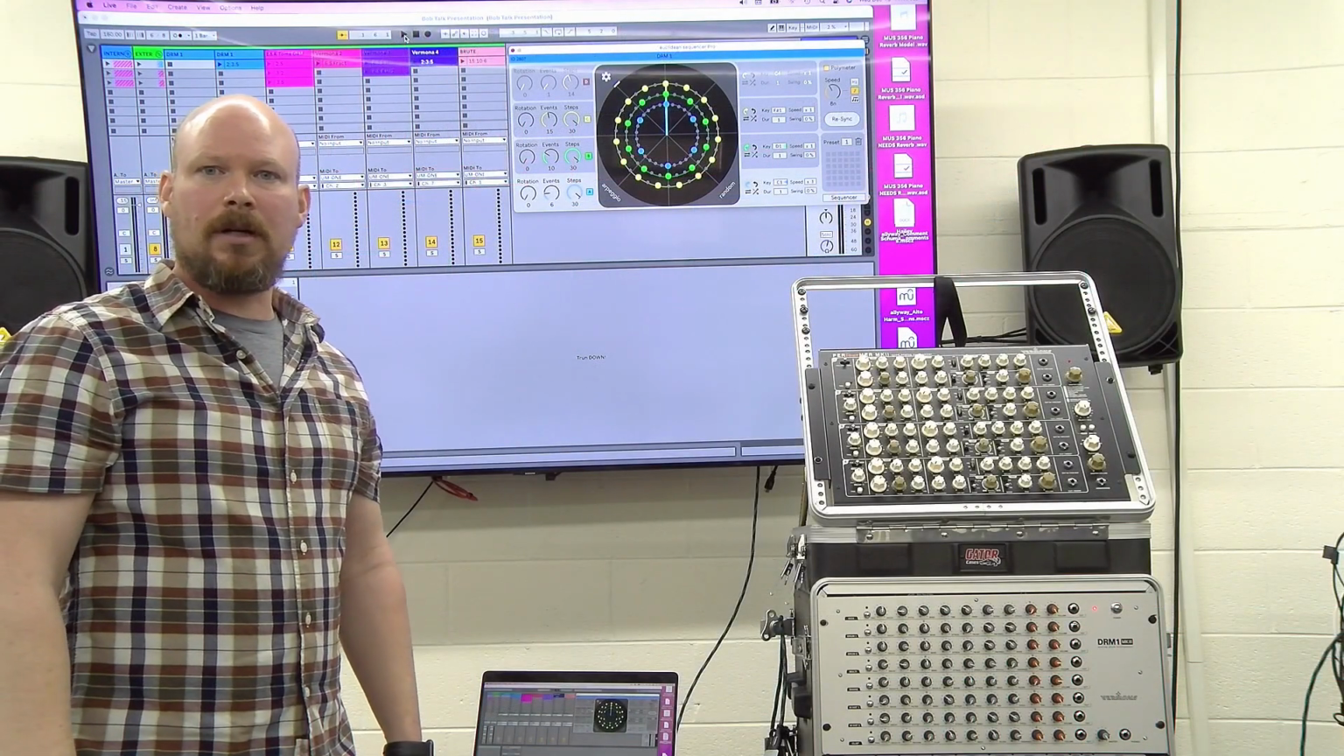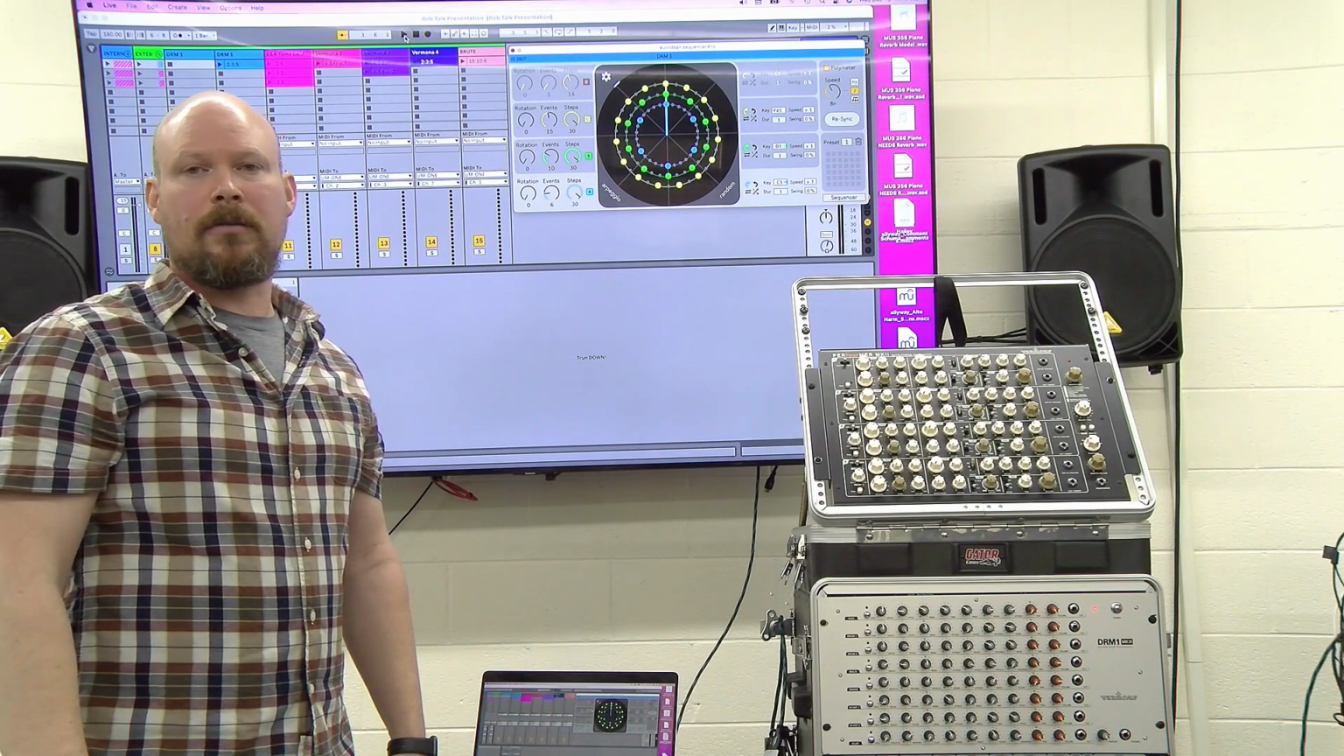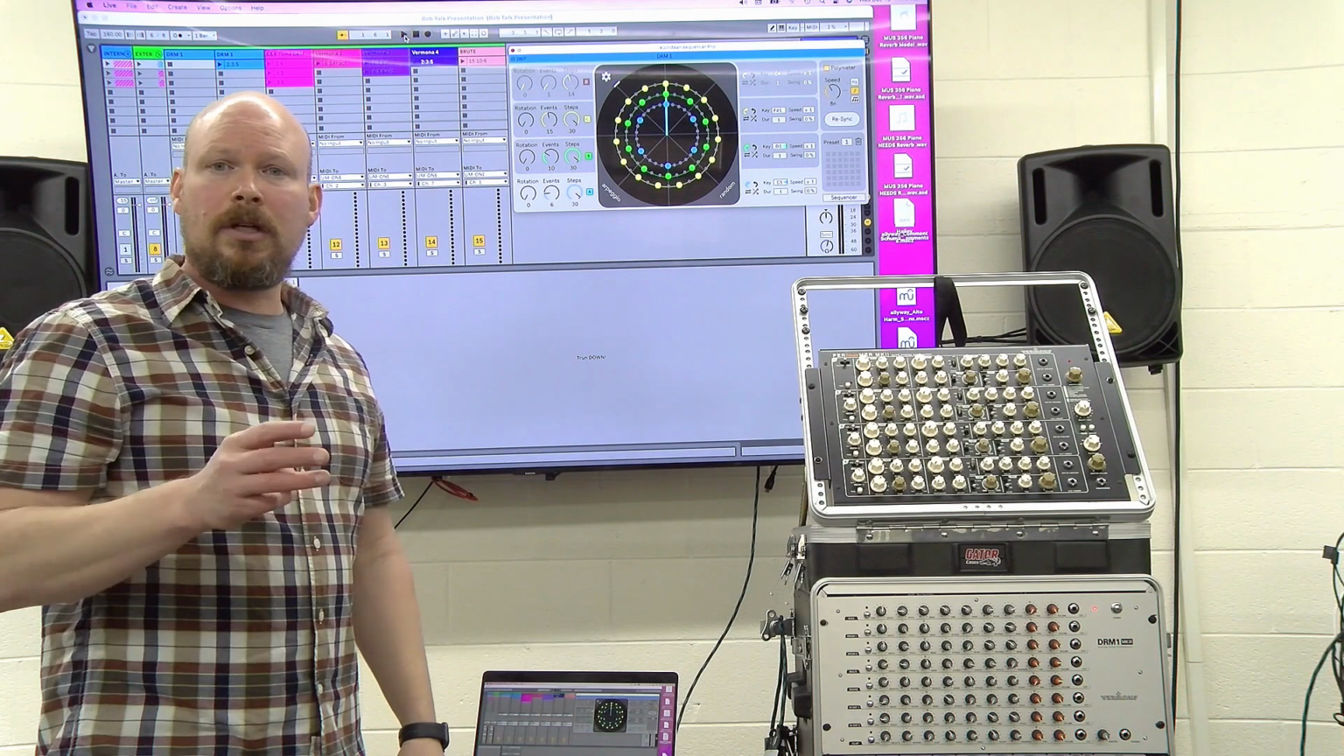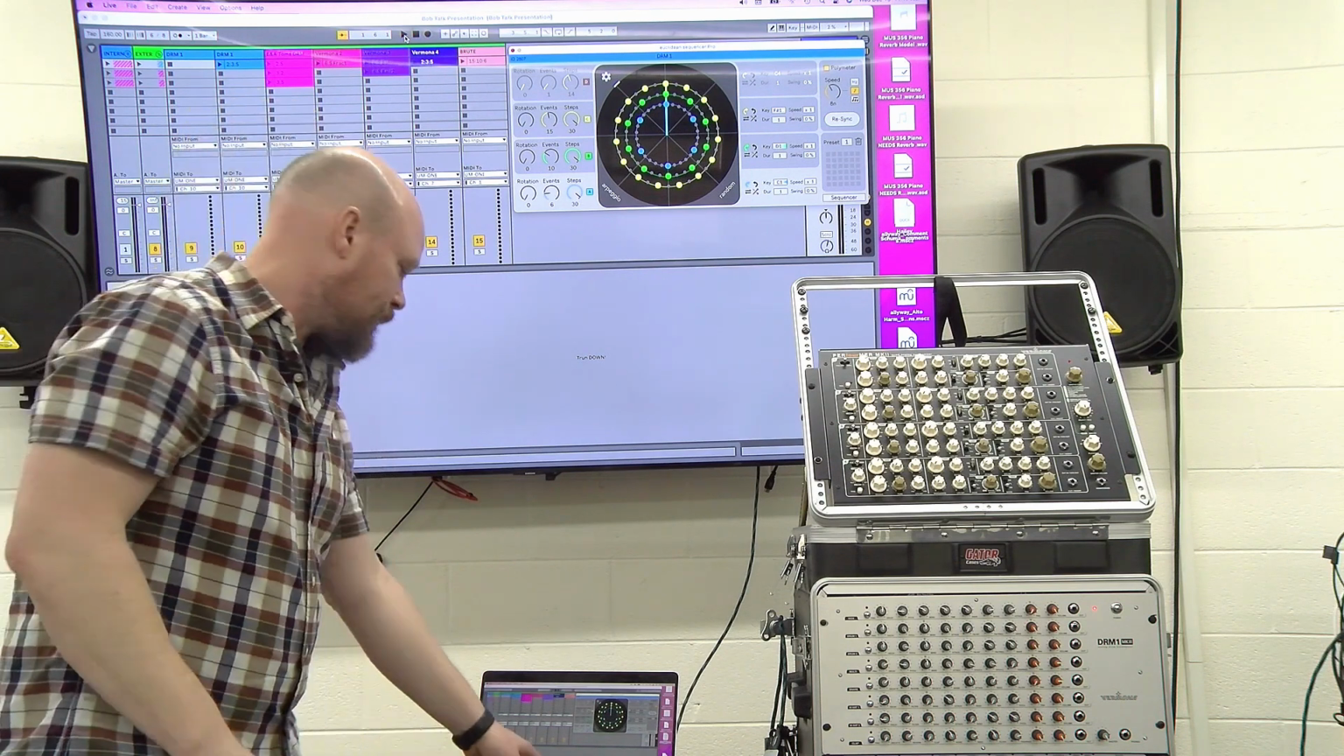In my first clip, I have a Euclid algorithm sequencer. That's sequencing 2 against 3 against 5.